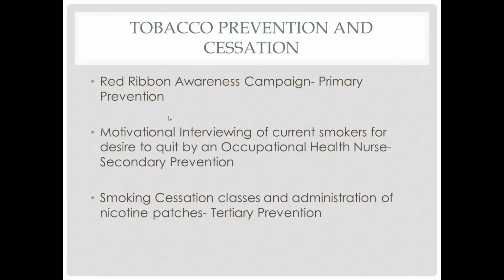Secondary prevention might be motivational interviewing of current smokers for the desire to quit by the occupational health nurse. Every year when the employee goes for their annual checkup or their annual health evaluation, the occupational health nurse would ask them if they're smoking or if they're still smoking, have they taken up smoking, and then begin to talk to them to find out where they're at with wanting to quit, because if a person's not ready, they're definitely not going to. So this is part of your secondary prevention.